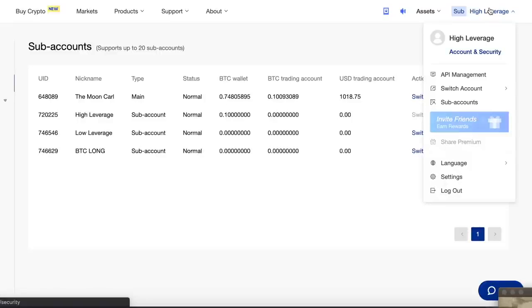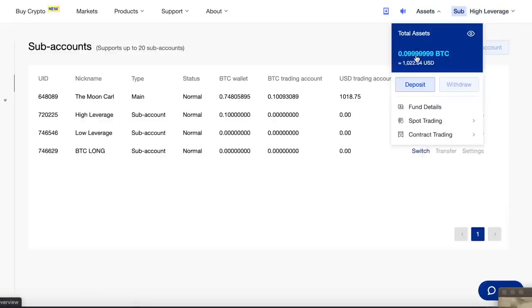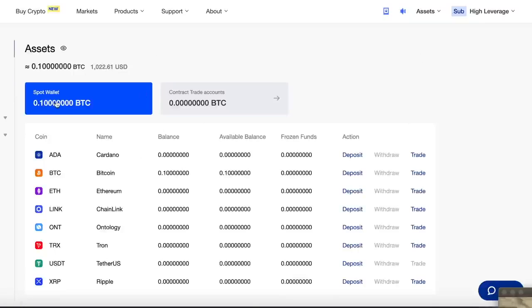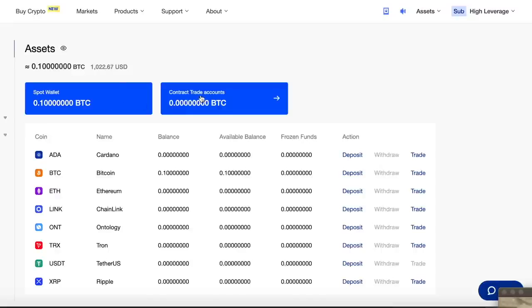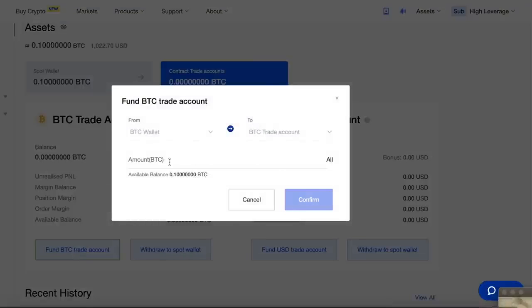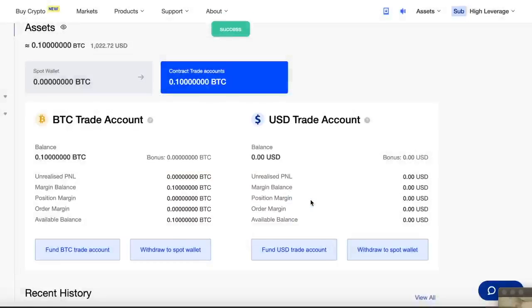Very, very easy. Now I have to click assets up here. And if I go to assets, you can see that I have 0.1 Bitcoin in my spot wallet. But remember, if I want to do leverage trading, I need to go to contract trading and I need to fund my Bitcoin trading account. So that's what I'm going to do here for my sub account. I click all, I click confirm, and now I have 0.1 Bitcoin in my Bitcoin trade account.